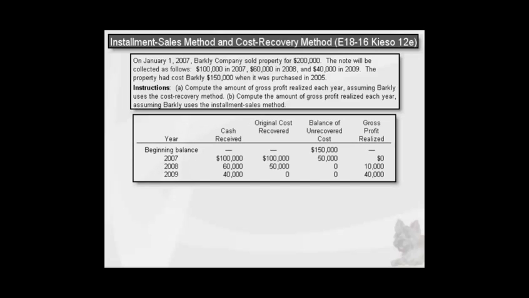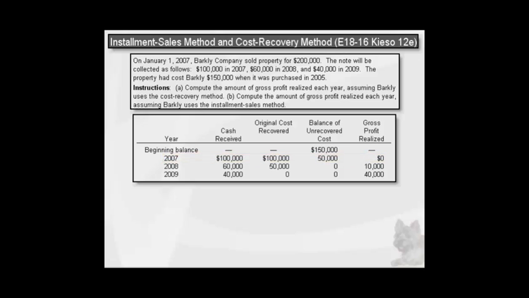Now the cost recovery method says we don't record any gross profit until we have recovered our cost. So the opening cost was $150,000. So in 2007 we received $100,000. That leaves us a balance of $50,000 that still needs to be recovered before we can record any gross profit. So for 2007 we're essentially $50,000 in the hole yet before we can record any gross profit. So the amount we record is zero.